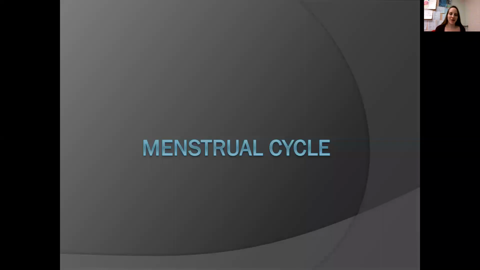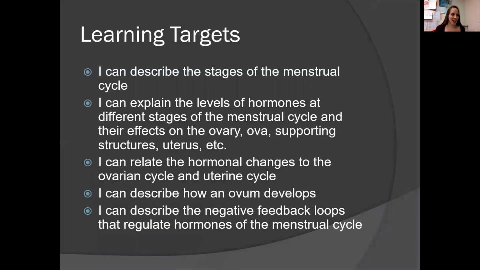Okay, guys, so we are continuing on from the female reproductive system and jumping right into the menstrual cycle. So we're going to be looking at the different stages of the menstrual cycle, how different hormones fluctuate during the menstrual cycle, and the effect of those hormones. We're going to look at both the ovarian and uterine cycle and how they kind of mesh together.